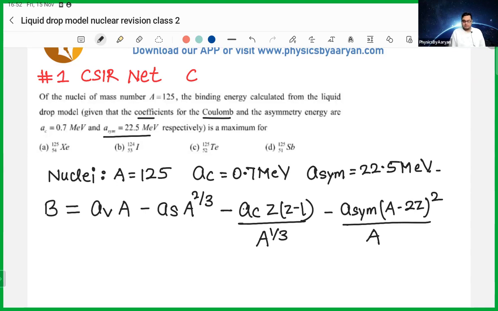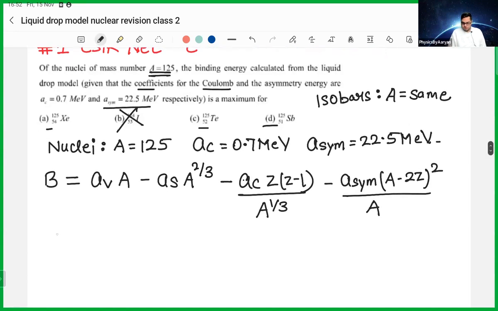Okay. Then what they're asking is that out of these four options, for which nucleus the binding energy is maximum? Basically, all of these are isobars. Isobars are those nuclei which have the same A. So all the options have exactly the same A. A is 125. But the atomic number is different. So which of them will have the most stability or the maximum binding? So we want to maximize B. B we want to maximize with respect to Z because we cannot change A. A is 125. What we can change is Z.